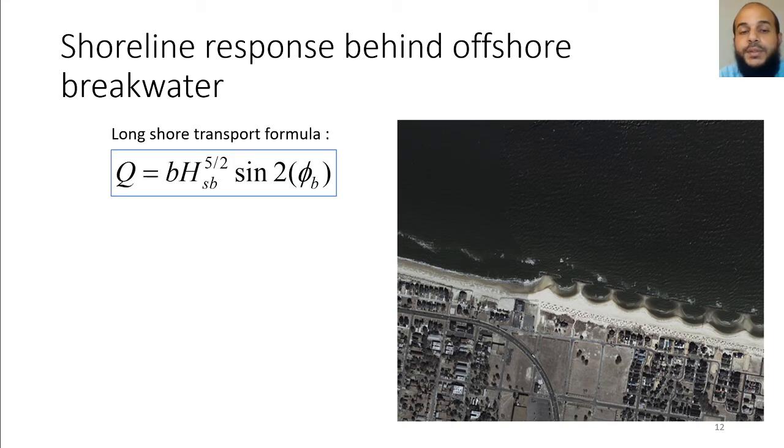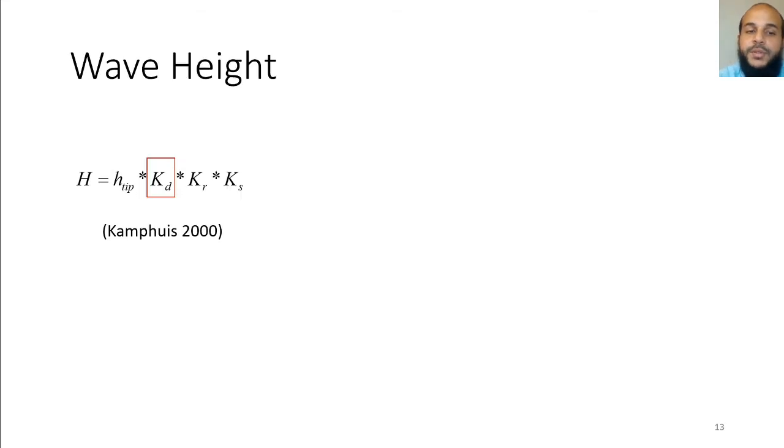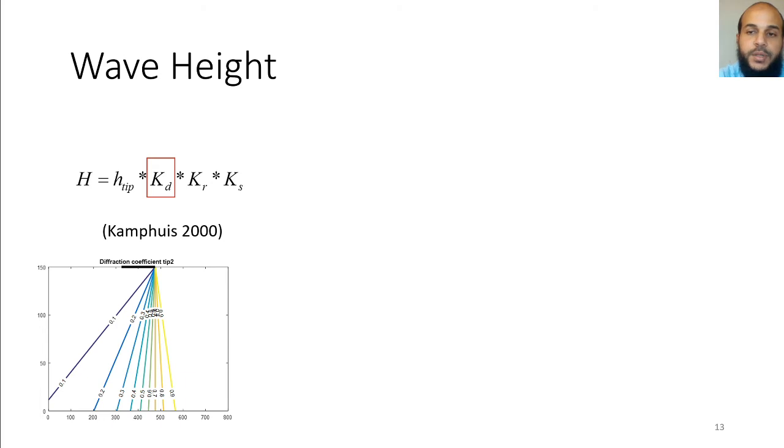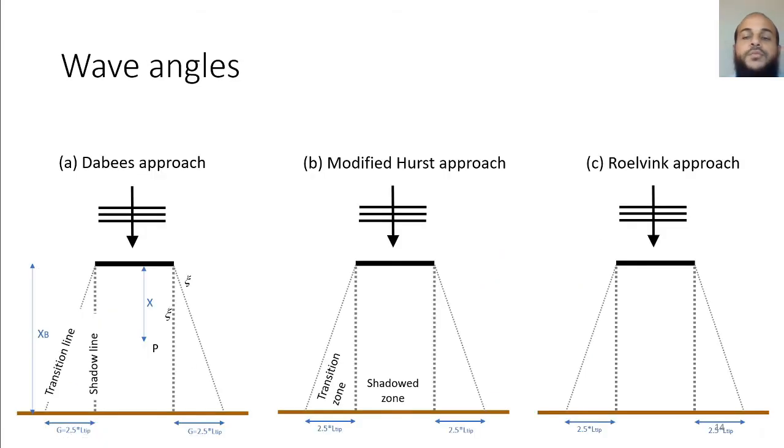The model is based on the longshore transport formula, so here there are three main challenges: first, the wave height, the wave angle, and also the breaker line, because we use breaking wave conditions, so we need to determine where the breaker line is. For the wave height, as introduced in the literature at the beginning, we use Kamphuis's method to calculate the diffraction coefficient, and this shows the coefficient calculated from one tip and then combined from two tips. And for the wave angles, we have tried three different approaches.